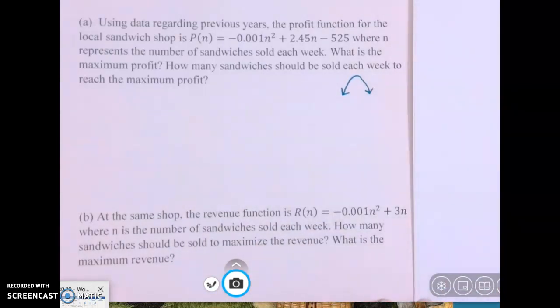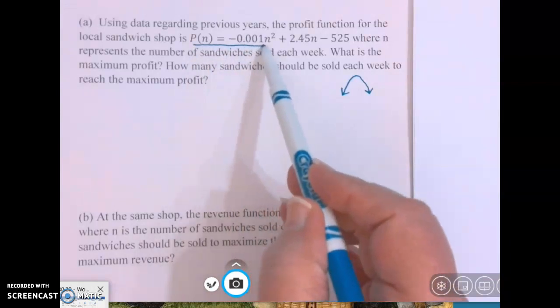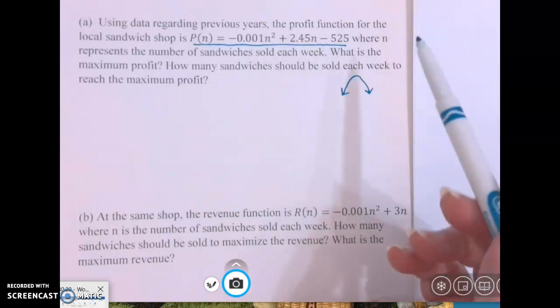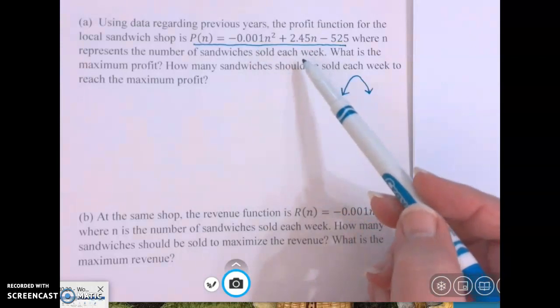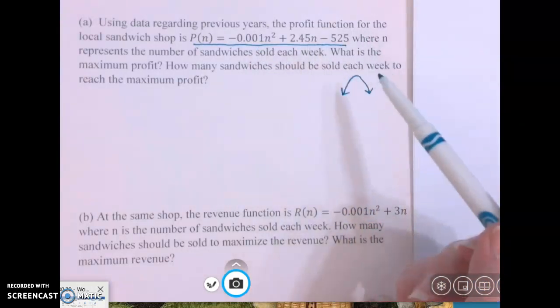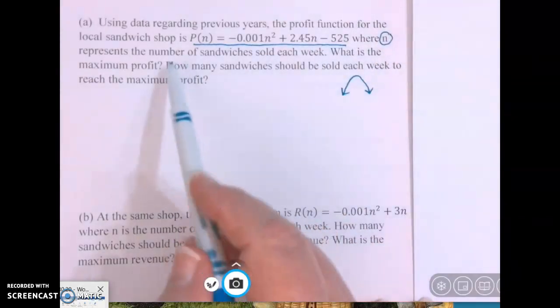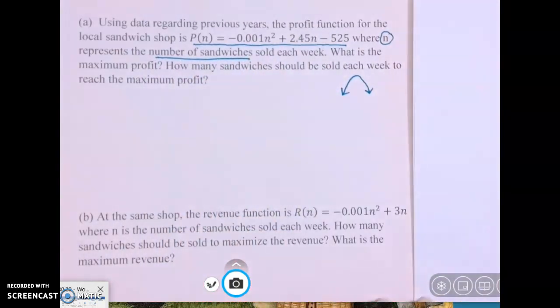In the first one, the data has been used to develop a profit function for a local shop. And here's our function, P of n. Remember, it doesn't have to be x. It can be any variable in there. When I go to Desmos, though, I'm going to change all my n's to x's. So P of n equals negative 0.001 n squared plus 2.45 n minus 525, where n represents the number of sandwiches sold.